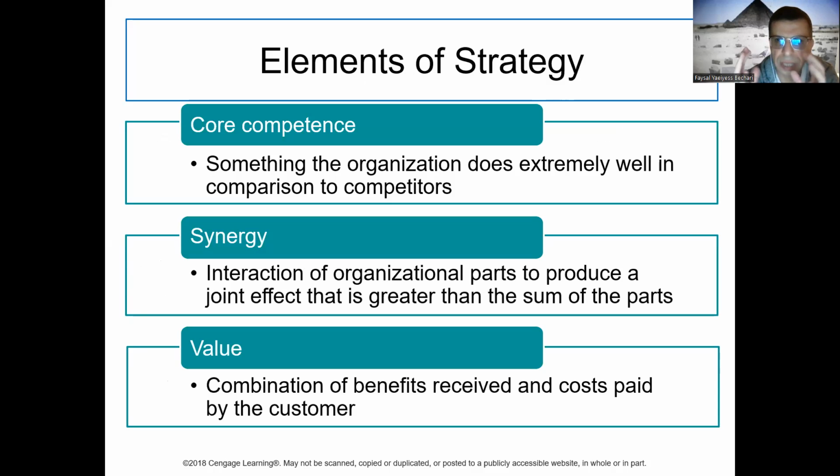Now, basically, the elements of a strategy are core competencies, synergy, and value. What is a core competence? It is something that the organization does extremely well in comparison to competitors. Synergy is the interaction of organizational parts to produce a joint effect that is greater than the sum of each part. And value is a combination of benefit received and cost paid by the customer.